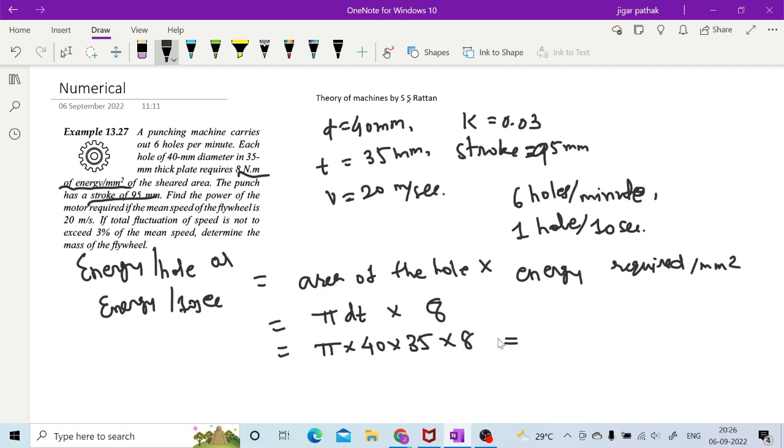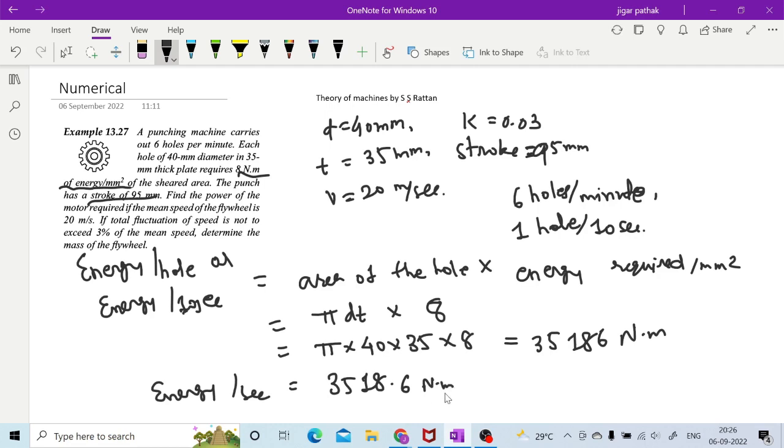Sir, energy required is 3518.58. 35186 it is coming almost, 35186 Newton meter. So this is per 10 second, right? So if you calculate energy per second, energy per second will be 3518.6, right? So this is how you have this much energy per second.